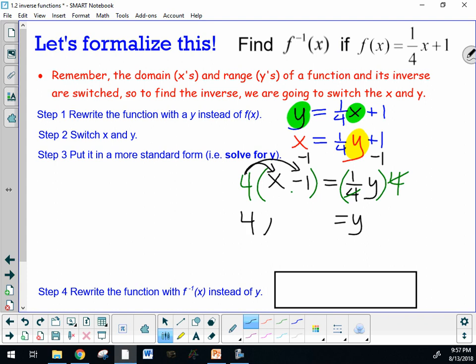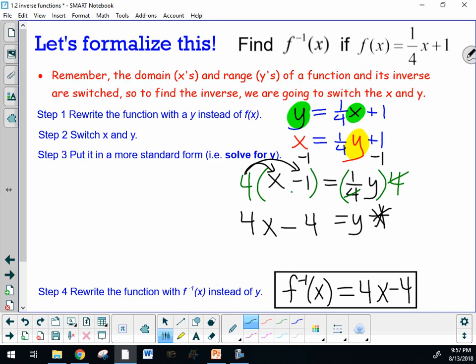So we'll have 4x minus 4 as we multiply that out. Now this thing that y is equal to here, that's our inverse. Our last step is just to write it in proper inverse notation. So we have f inverse of x is equal to 4x minus 4.